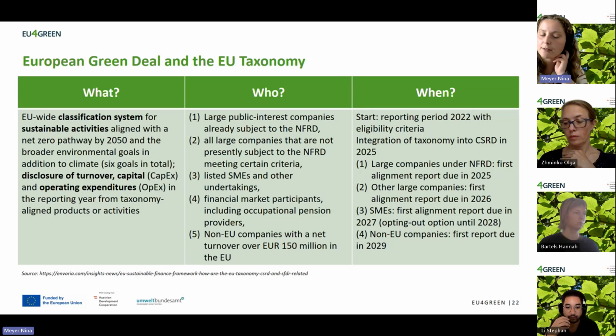And who has to disclose this information? We have different groups of companies, basically the largest ones first, and the smallest ones last. And according to the grouping, they also have different due dates for the reports and for the disclosures.